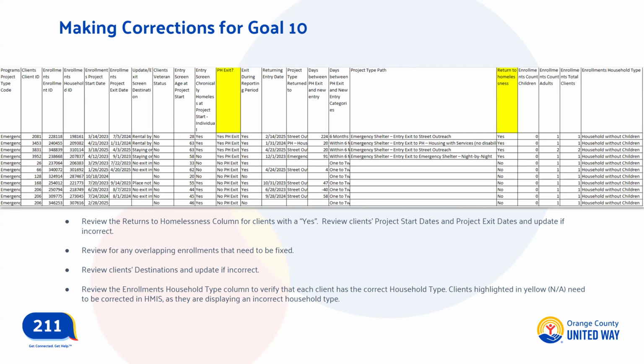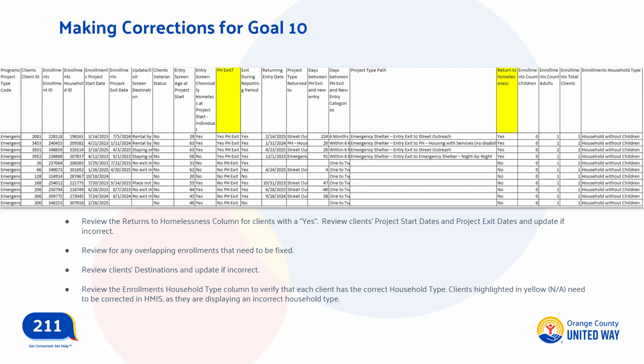When you get this report, please review the return to homelessness column, filter to any that say yes, review the client project start and exit date, and update if any of the dates are incorrect. Also review any overlapping enrollments that need to be fixed. If there's any support our HMS team can provide, please feel free to submit a ticket and we can further review with your agency. Review the client destination and update if it's inaccurately entered, making sure all information in Clarity is accurate and reflects the client's outcome and your project operations.